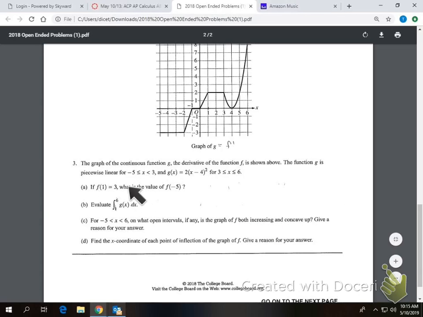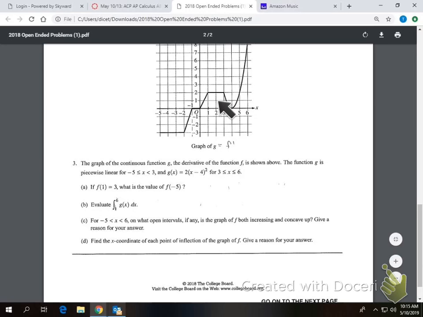So you don't need to know anything from A and B to do C. Come on, stay with me on this part, please. You guys should all get these points. I'm asking for increasing and concave up. Again, the graph g is f prime. If the derivative is positive, that means the original function was increasing. If the derivative is negative, that means the original function was decreasing. So I'm only looking at this because they want to know both increasing and concave up. So from 0 to 6, I'm increasing.